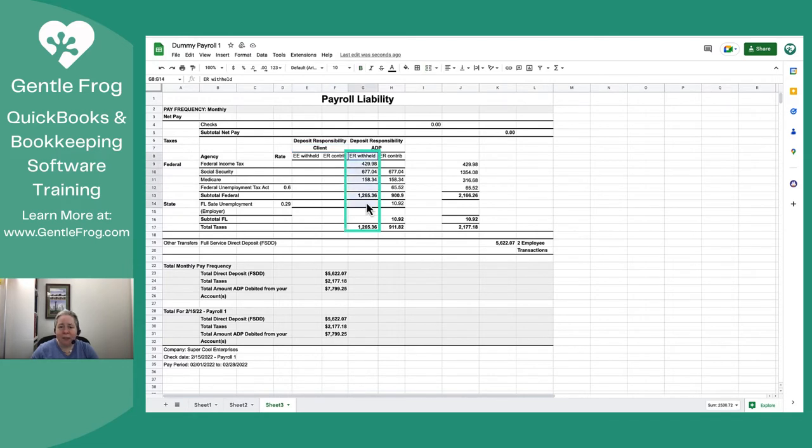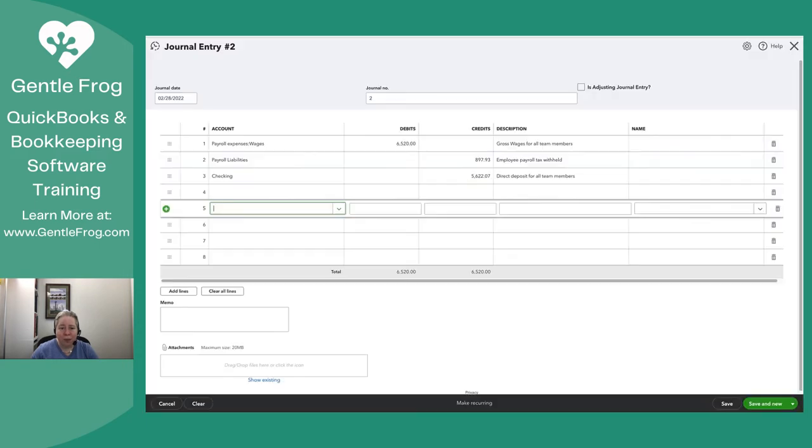ER is just a fancy way of saying employer. So this is our employer money. And then over here, this is our employee money. So in make-believe land, we've got these totals. So let's go ahead and enter it into QuickBooks. I'm just going to put it on the same journal entry. You can put it on the same journal entry. You can put it on a separate journal entry.